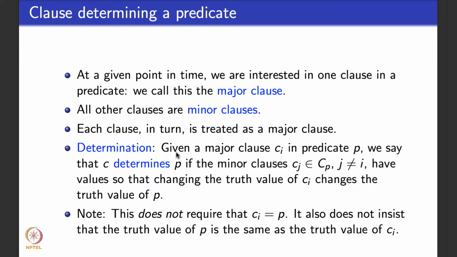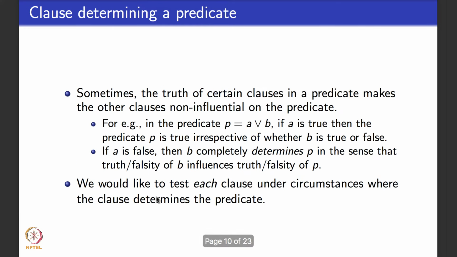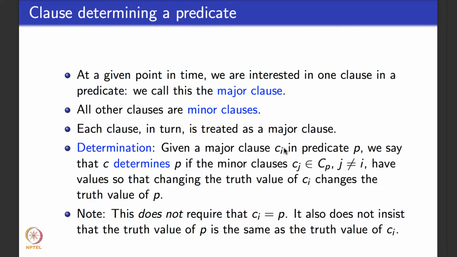So now we define the notion of determination. Given a major clause Ci, I fix one clause to be the major clause Ci. I say that Ci determines P if the minor clauses Cj, which means all the other clauses, are such that changing the value of Ci changes the value of P. So if we go back to this example, if A is false, and A is a minor clause and B is a major clause, then B completely determines P whenever A is false. So that's the definition here. We say a clause that we fix, call it the major clause, determines the predicate P if the values of the minor clauses are such that changing the value of the major clause changes the value of P.